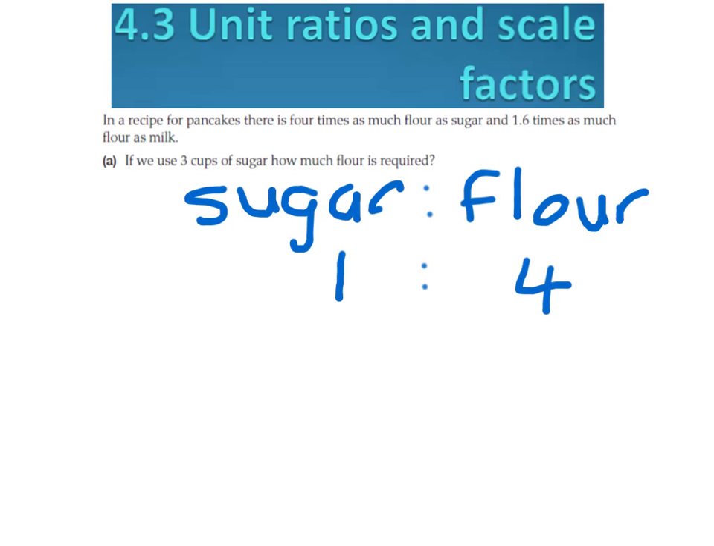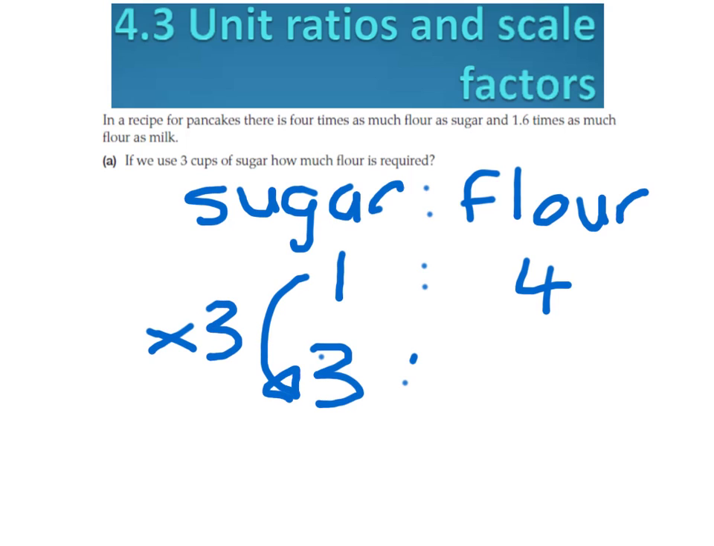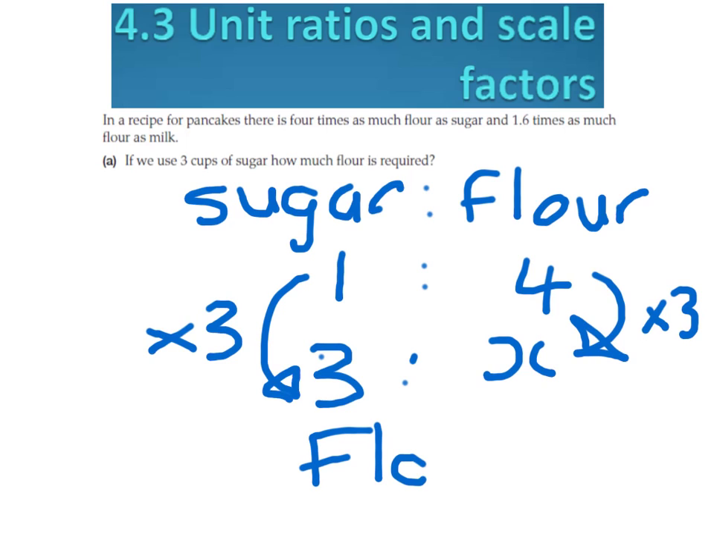And what it's asking is if I have 3 cups of sugar, how much flour am I going to have? Well, obviously to get from 1 to 3, it's bigger, so I've got to times by 3, which means I've got to do the same thing on the other side. So if I do 4 times 3, gives me an answer of 12. So for this question, it tells me that for this pancake mix, I'm going to need 12 amounts of flour.